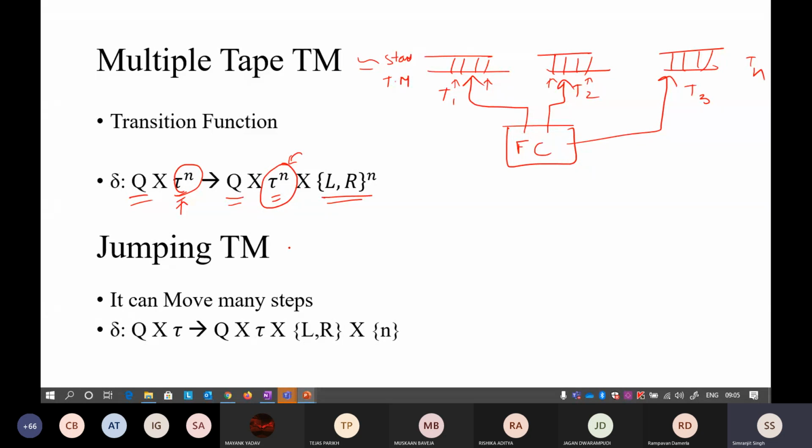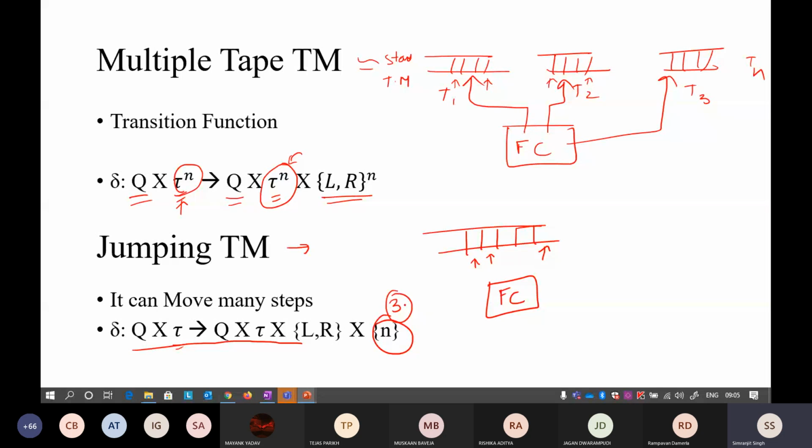Now there is another Turing machine, the jumping Turing machine. Jumping means that at a finite control, in a step, instead of moving one step towards left or right, you can jump. The transition function is similar to the standard Turing machine; the only thing changed is this: Q multiplied by X, multiplied by tau, multiplied by left and right, multiplied by n. Multiplying by n means you want to jump 2 or 3 steps.